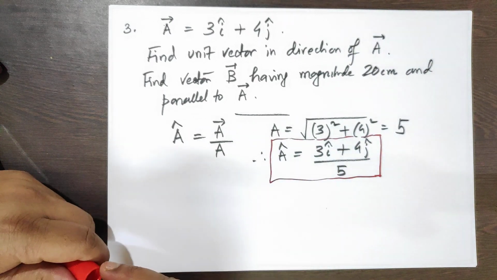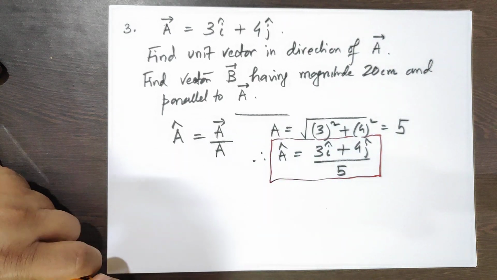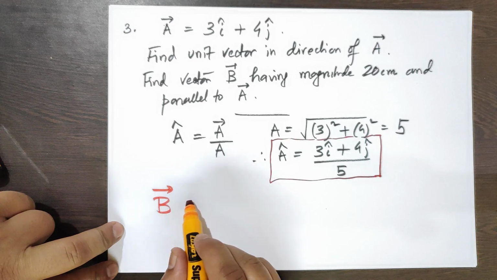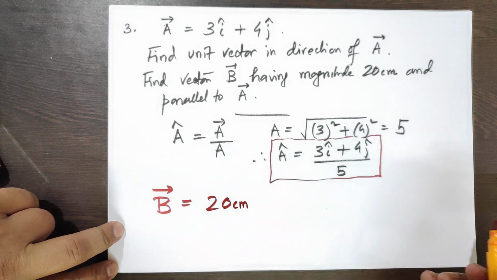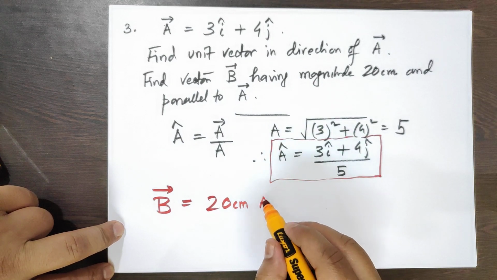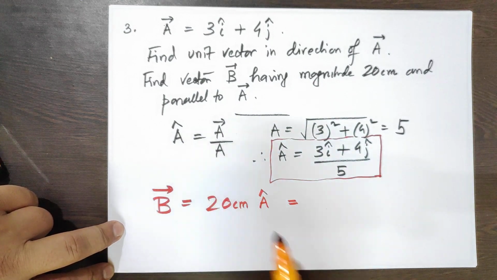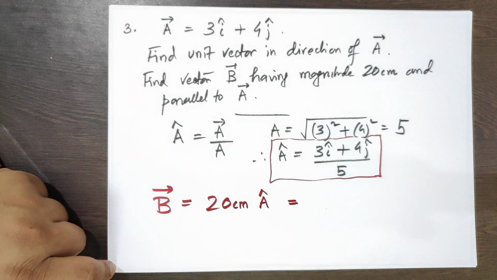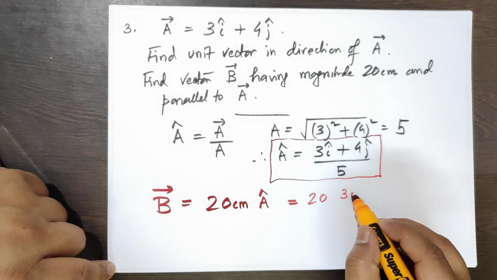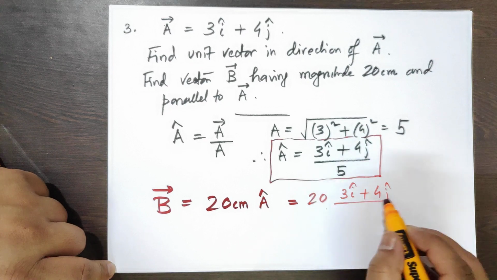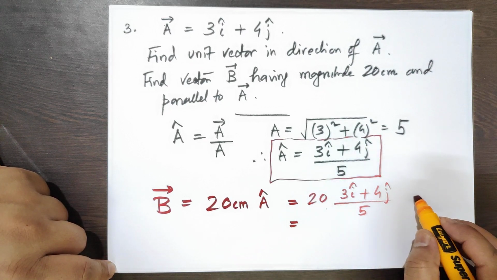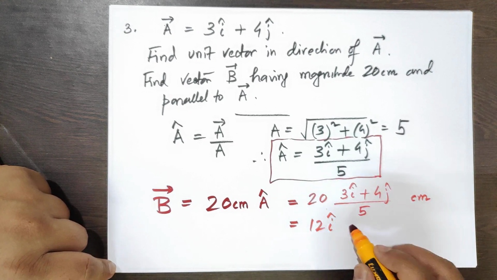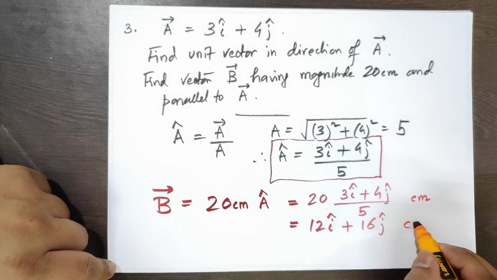Okay. Now find vector B having magnitude 20 centimeter and parallel to A. So you can write B like this: its magnitude is 20 centimeter and it is parallel to A, so we'll multiply A cap here. By definition, a vector is its magnitude multiplied by unit vector in its direction. So you write here 20 into 3 i cap plus 4 j cap divided by 5. So it's centimeter here. So 4 threes are 12, so 12 i plus 16 j cap centimeter.